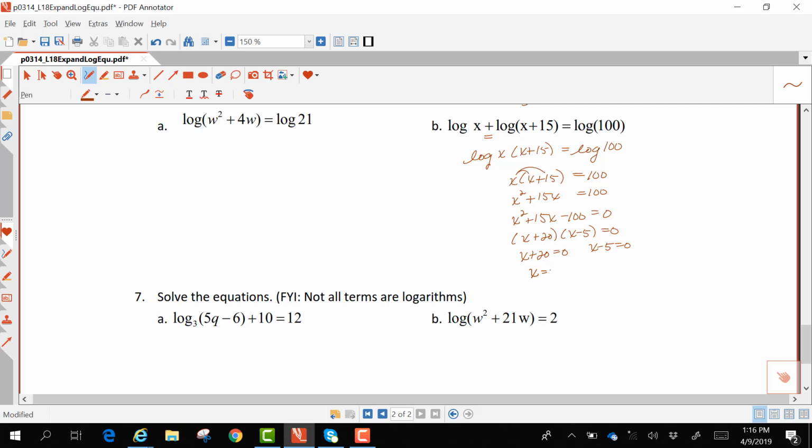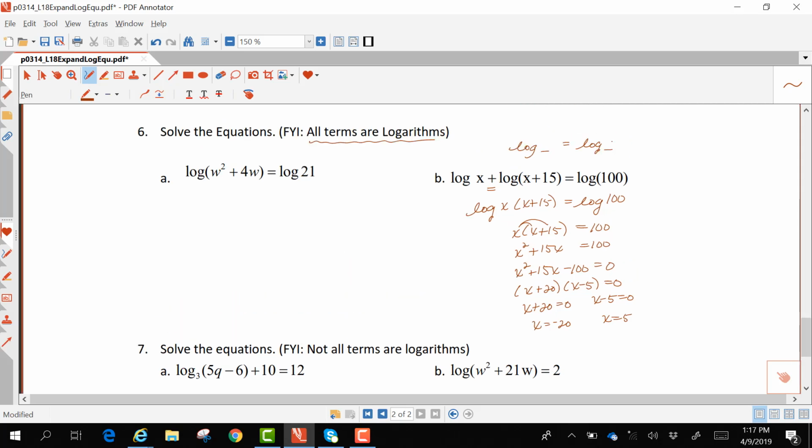Now, before I square off my solution as a definite answer, I must remember that the argument of the logarithm must always be a positive value. So if I had a negative 20 and I tried to plug it into the first term here, my argument of my logarithm is not positive. That means this is not a solution. Now if I plugged 5 into any of these logarithms in this original equation, the argument of the logarithm would still be a positive value, and therefore x equaling 5 is a good solution.